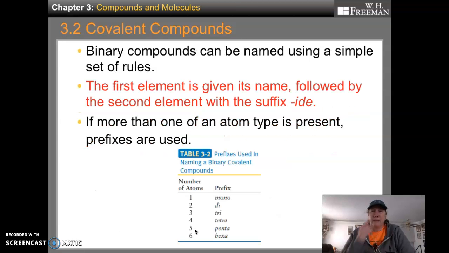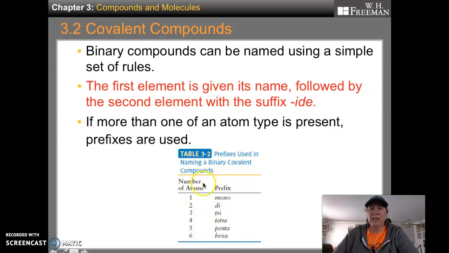Okay, all right. So a binary compound can be named by using a simple set of rules. Now we're talking about molecular compounds, not ionic. When we did ionic, we just left the name of the first one alone, calcium. The second one we changed the ending to IDE. When you do molecular compounds, you have these rules: mono, di, tri, tetra, whatever. And these tell you how many of a substance you have.